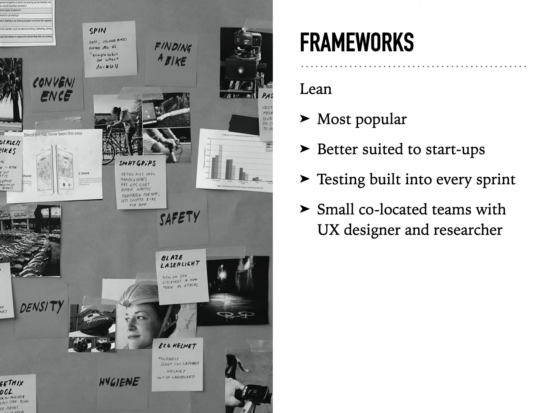There have been many new frameworks over the past 20 years that are based on Agile and are attempting to incorporate user-centered design. The most successful so far has been Lean. Testing is built into every sprint, usually at the end of each week, and a hallmark of Lean is that the teams are small and co-located. Each team should have a UX designer and a UX researcher.